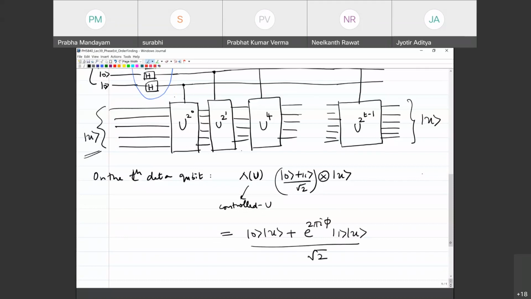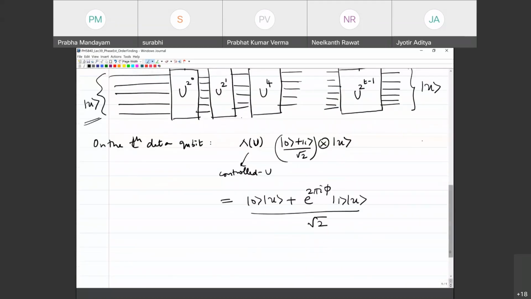Is this step clear? So this, of course, can be viewed as simply adding this phase e to the 2 pi i phi. This is nothing but the little lambda. This is the eigenvalue of unitary U corresponding to this eigenstate, right? So what happens to the penultimate qubit?